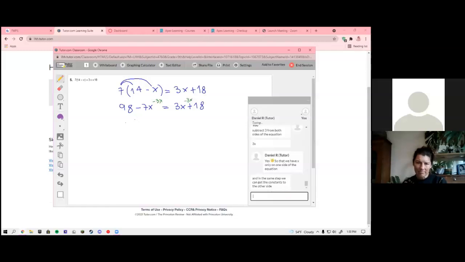And in the same step, we can get the constants to the other side. What's a constant again? Since you're setting the x on the left side, good, Jordan. I'm always having to relook up the definition. Good job. A fixed number.